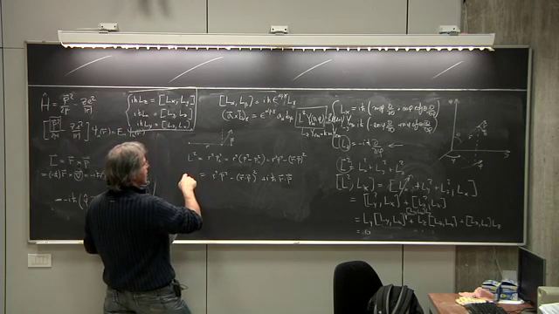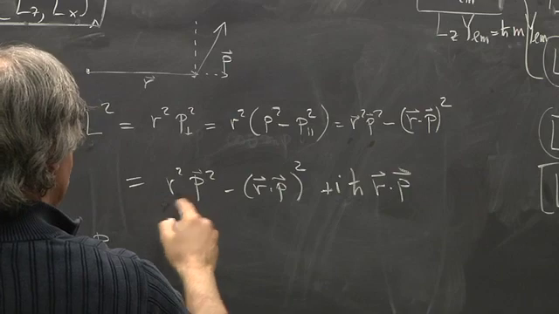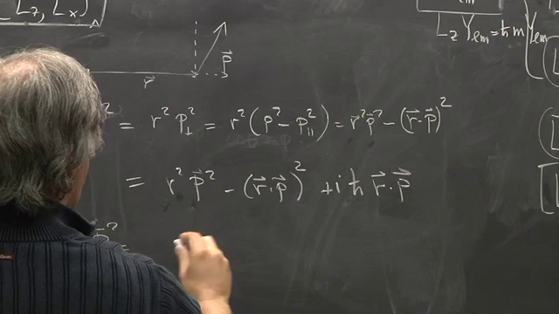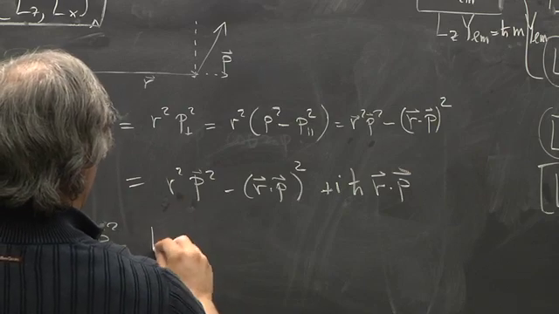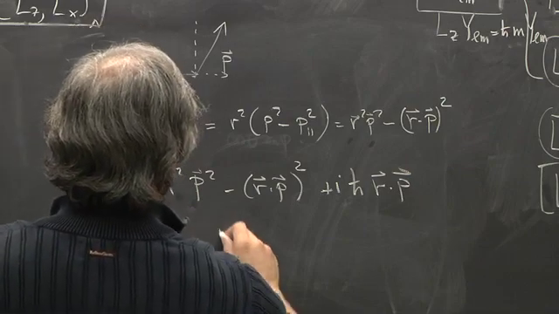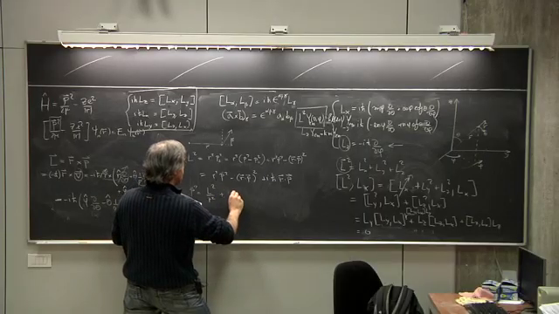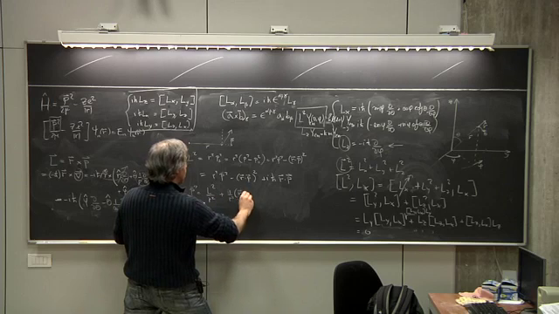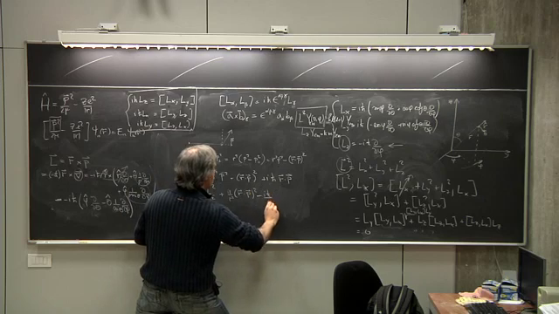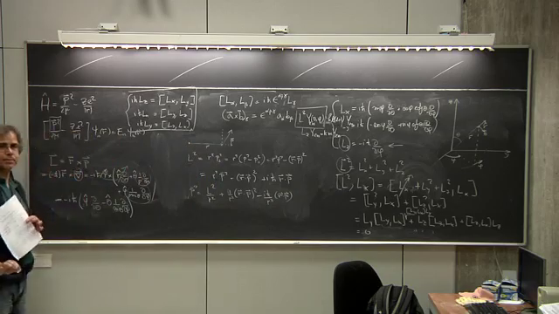If I divide everything by R square, I can rewrite this as P square equal to L square divided by R square, plus, I bring this on the other side, plus 1 over R square (R dot P) square, minus i h bar over R square R dot P. Is this clear to everybody?